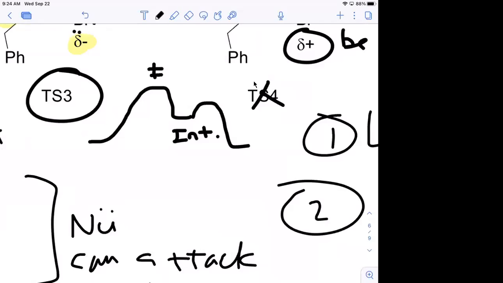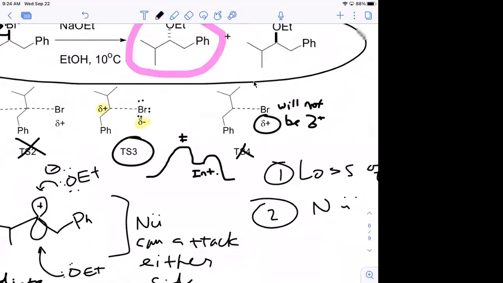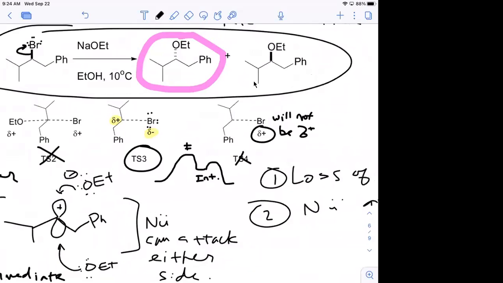Okay. So it's transition state 3 because the charges match up, and the only thing involved in that transition state for the rate determining step is the loss of the leaving group. So that dashed line means that that bond is breaking.